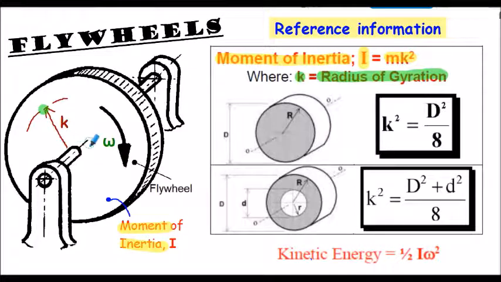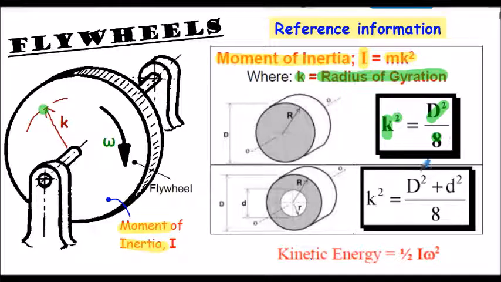And you can prove these formulae from the calculus. That's where they're all proved from. So we're not going to go into the proof of them. We're going to use the formulas given here. But that's where they come from, calculus analysis. So noticing the two little equations I've given here, one is for a solid section flywheel, so just a D outside diameter of some thickness. The K squared term, that's the radius of gyration squared, is equal to the outside diameter squared divided by 8. Okay, so D squared upon 8.